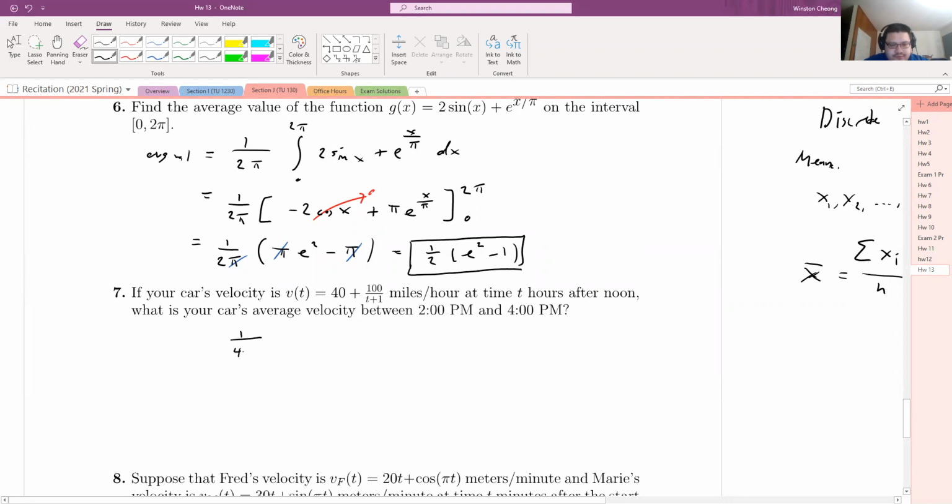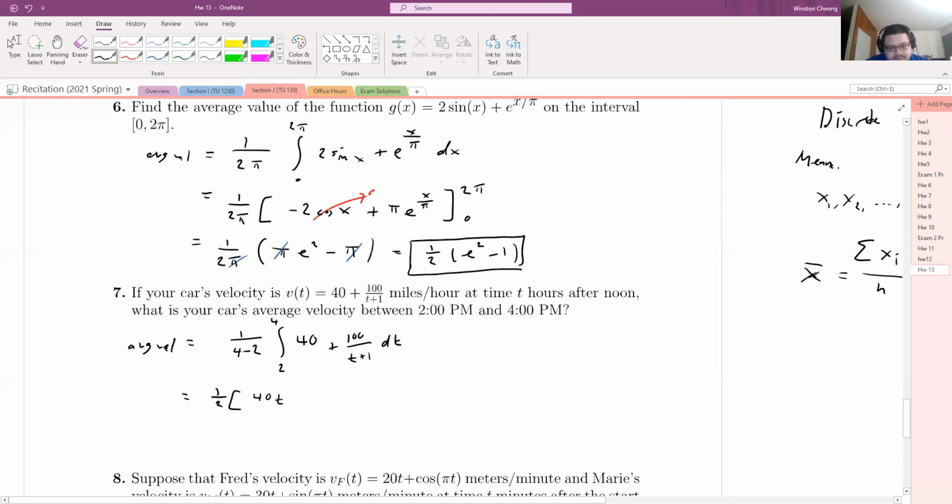So you know that it's going to be plugging into the formula. It's going to be 1 over 4 minus 2 integral from 2 to 4. And what are we taking the average of? The velocity function. So this 40 plus 100 over t plus 1 dt. This will calculate average velocity. And so maybe I should say average velocity is going to equal whatever this calculation will give us. Okay. And then we just calculate this integral.